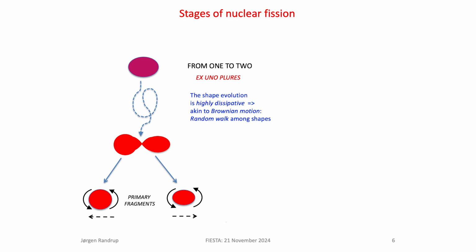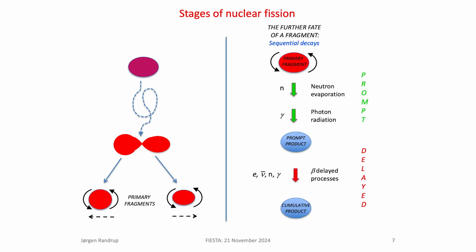So therefore, somehow one can say from 1 to 2 is the main fission. And I have this Latin term here, some of you will recognize, ex uno plures. It's a little bit the inverse of what the American motto is, I think, but maybe it's more appropriate. So here is finally what we're going to talk about: the further fate of the fragments after you have split.